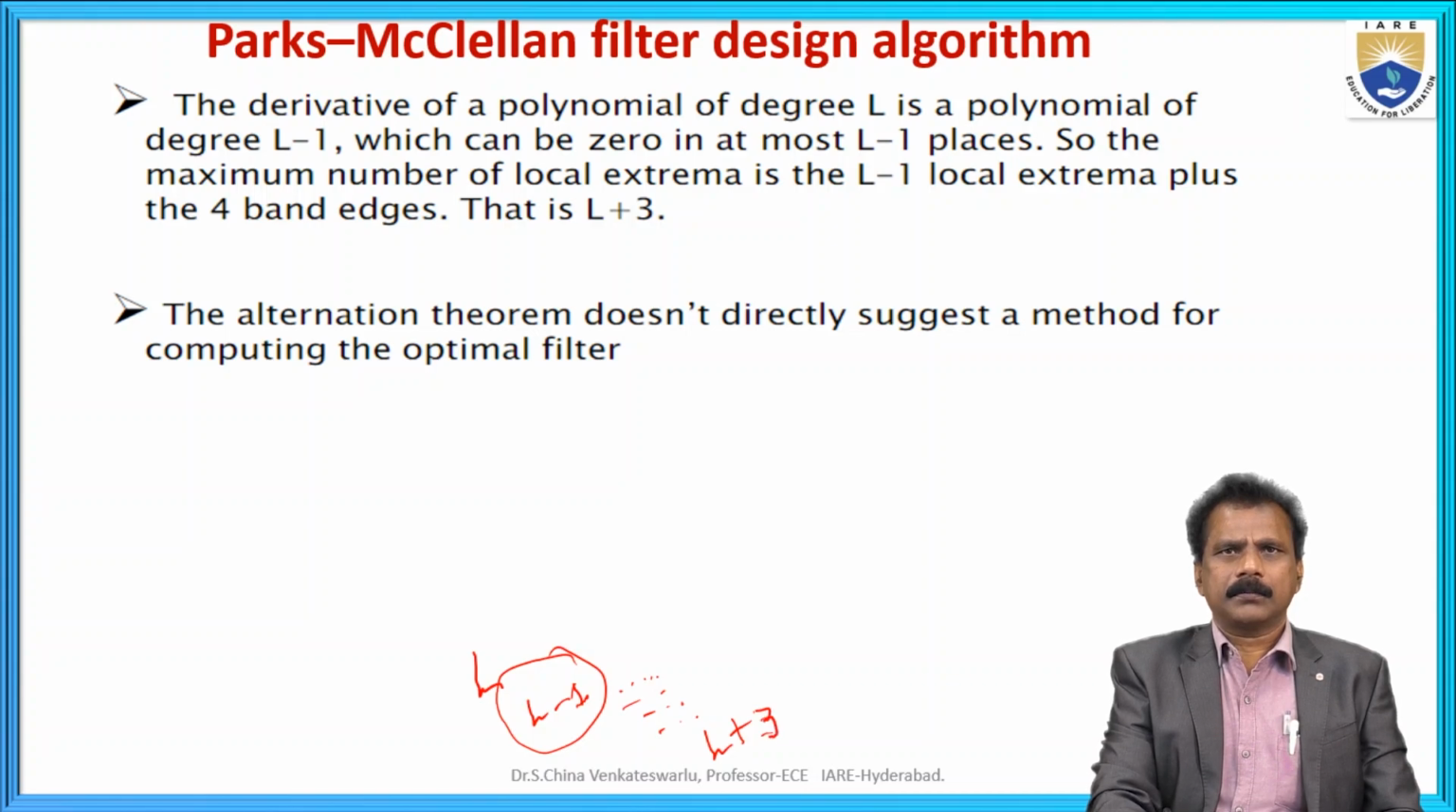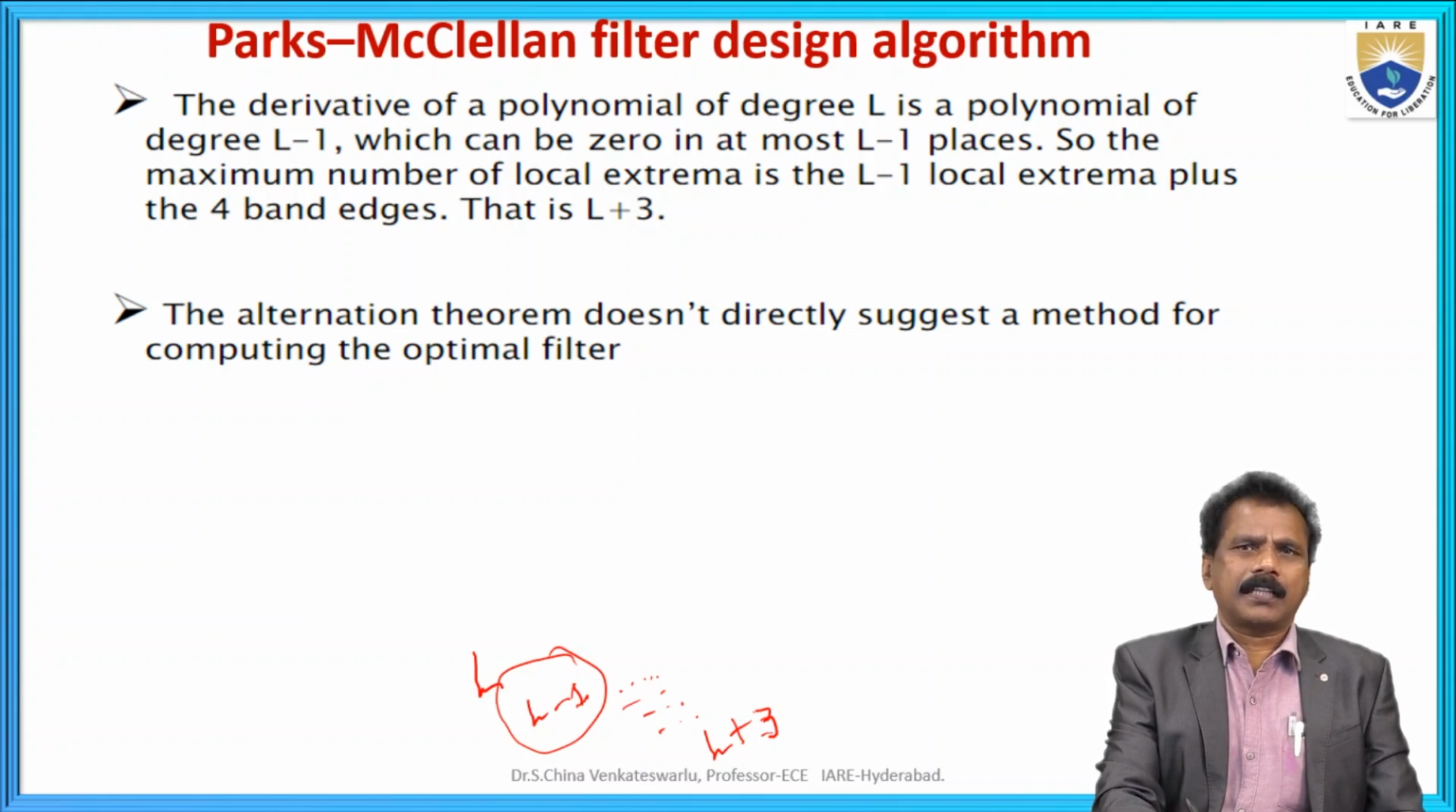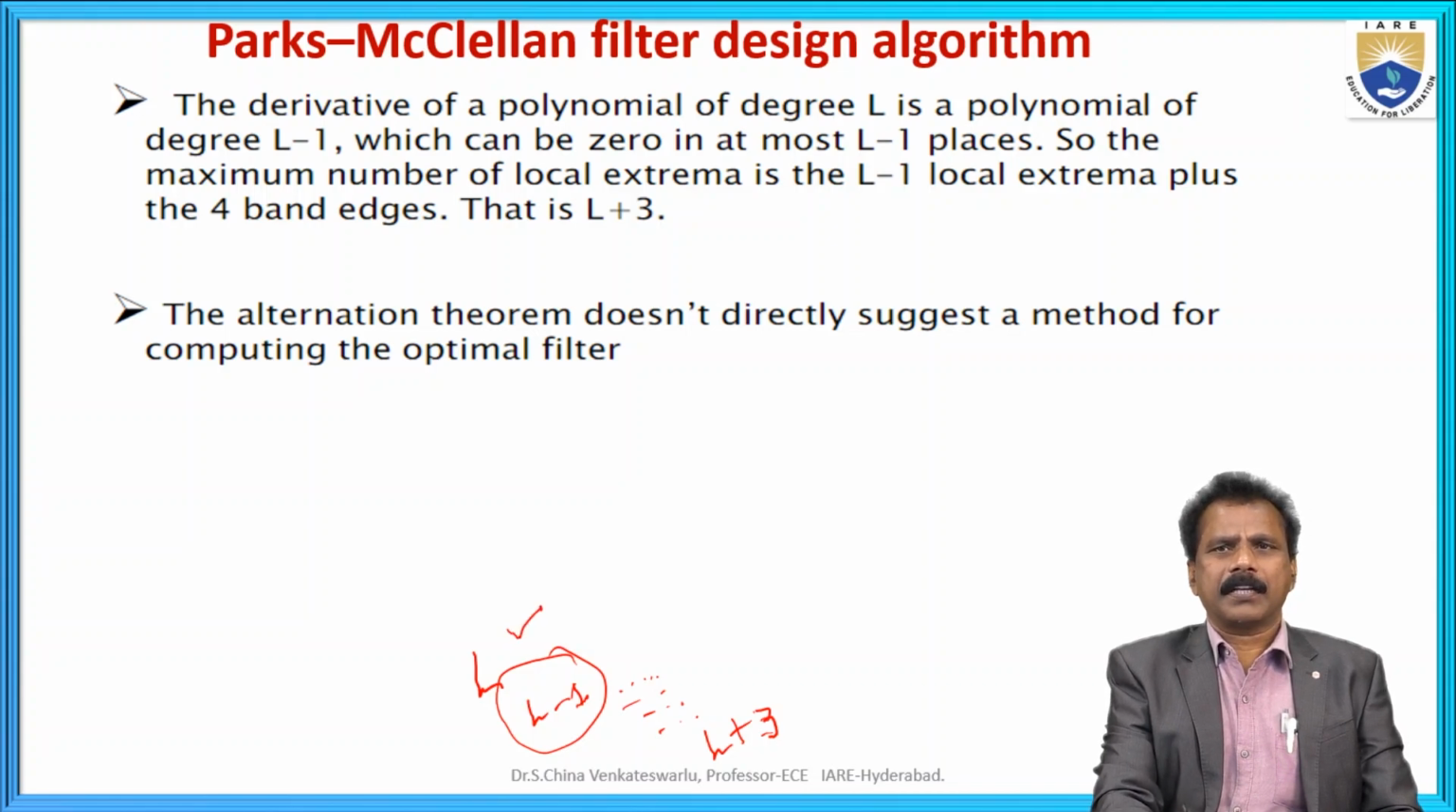Okay, so the alternation theorem does not directly suggest a method for computing the optimal filter. The derivative of a polynomial of degree L is a polynomial of degree L minus 1, which can be 0 in at most L minus 1 places. So the maximum number of local extrema is L minus 1. Local extrema plus 4 bands: first, second, third, and fourth band, 4 band edges. That is going to be what we call L plus 3.